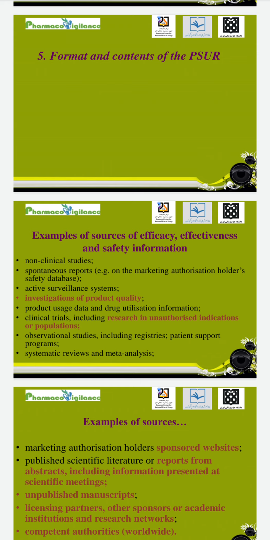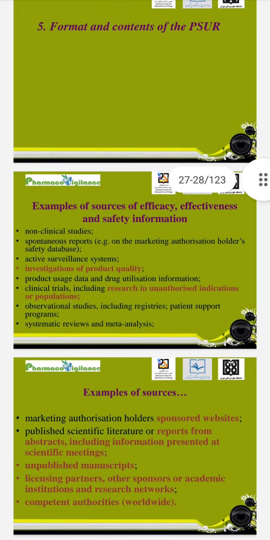In addition to product usage data and drug utilization information, sources could be clinical trials, including research in authorized indications or populations, and research in unauthorized indications or populations. They could be observational studies, including registries and patient support programs. They could be a systematic review and meta-analysis. These are examples of sources of efficacy, effectiveness, and safety information.